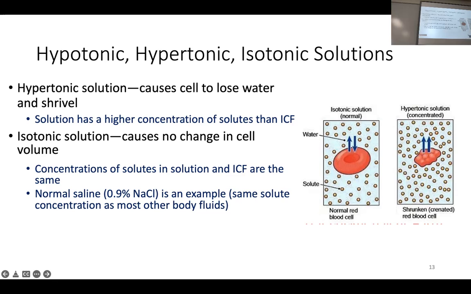So normal saline is what goes into IVs. That's 0.9% NaCl, and that's about what the concentration of NaCl is inside of our cells. So by adding a very specific percentage of solute to our bodies, we can hydrate body tissues without throwing off the osmotic balance. Okay, that's really all you need to know about hypotonic, hypertonic, isotonic.